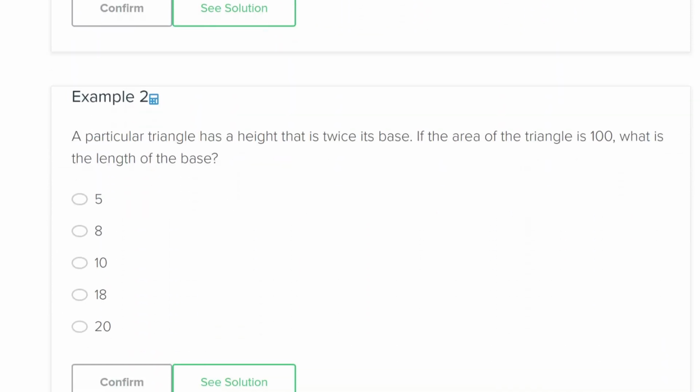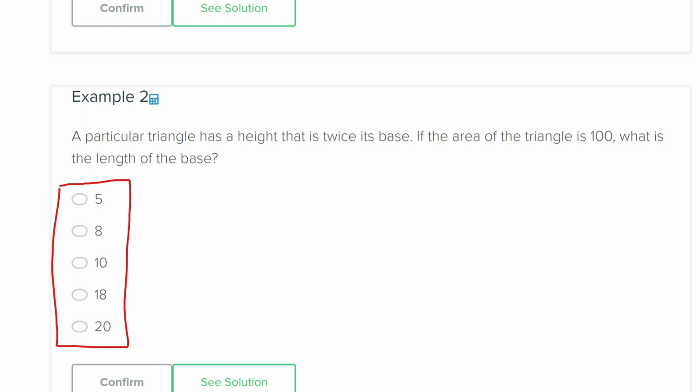A particular triangle has a height that is twice its base. If the area of a triangle is 100, what is the length of the base? Quick thing here. Some of you may want to pick numbers, and I would say that you can pick numbers if you use the numbers on the left, but this isn't an example where I would be inclined to pick numbers. Why? Because we have an equation involved.